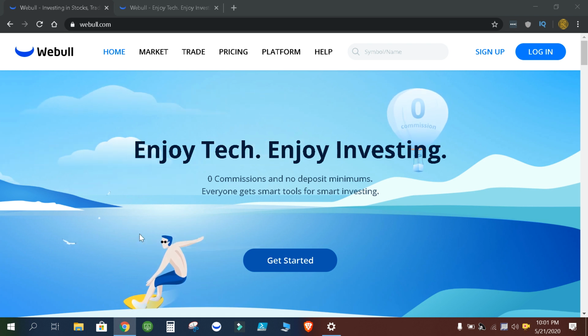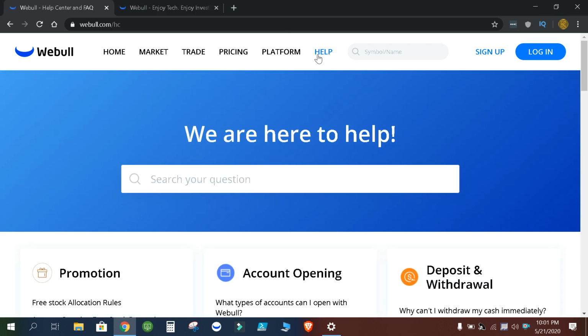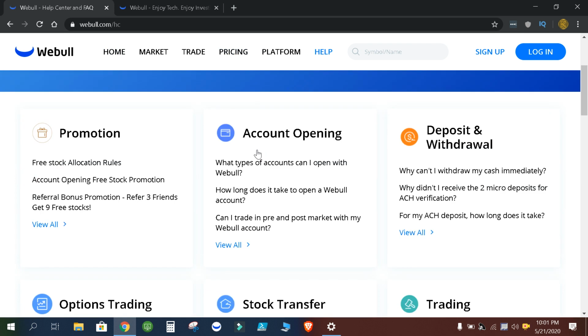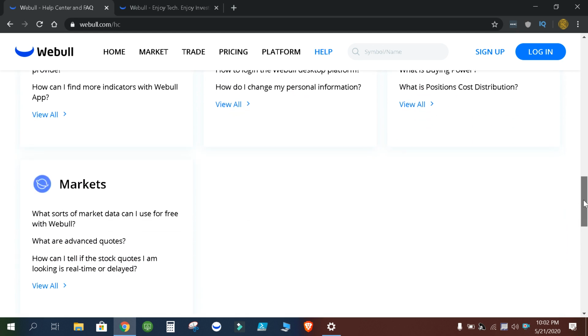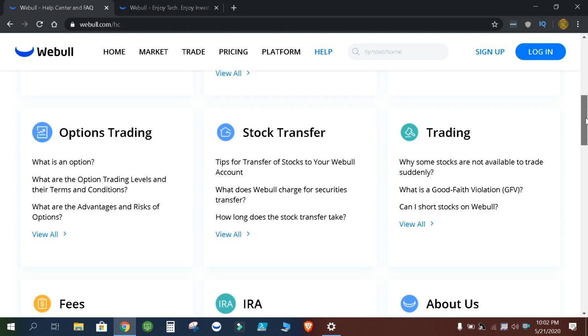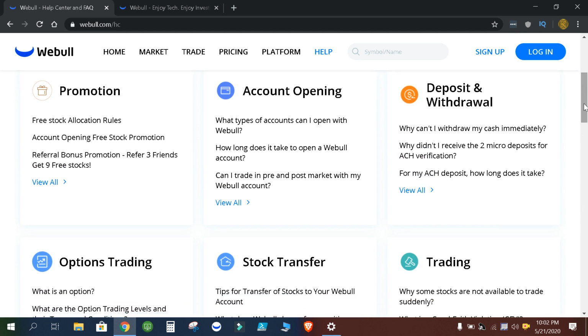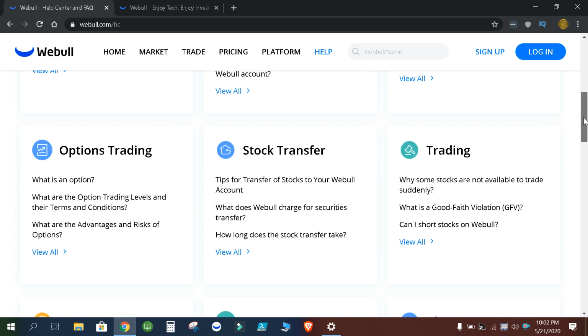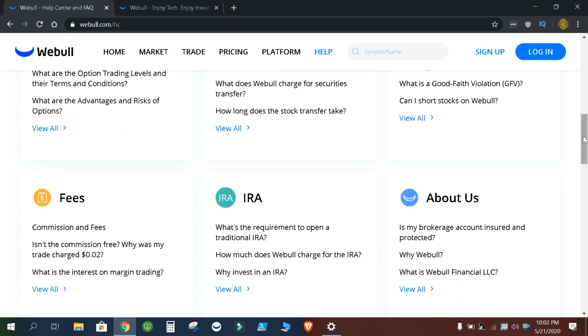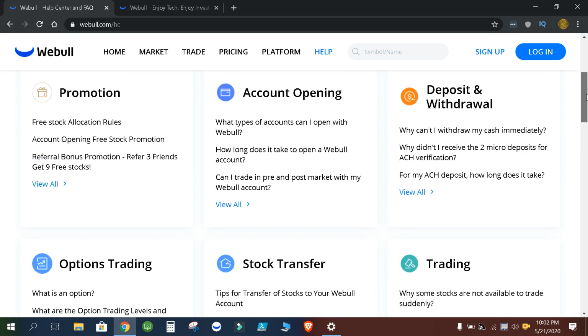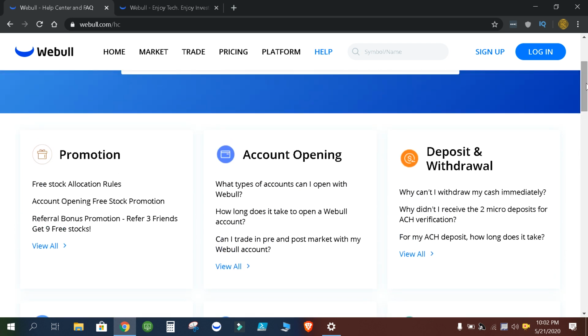So I am on the Webull.com platform, on the online website. As you can see, you have your home, market, trade, pricing, platform and help section. So we'll go to the help section. And as you can see here, you have 13 total categories. The main ones that people want to know a lot about are the account opening tab, deposit and withdrawal, stock transfers, trading, good faith violations, fees, IRAs, about us, things like that. So let's start from left to right, and then we'll go from there.